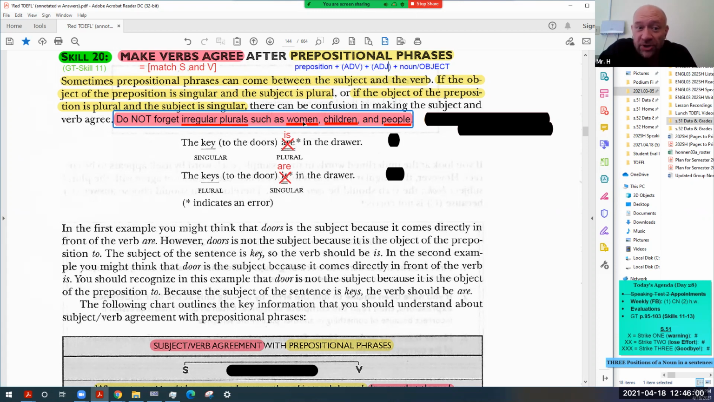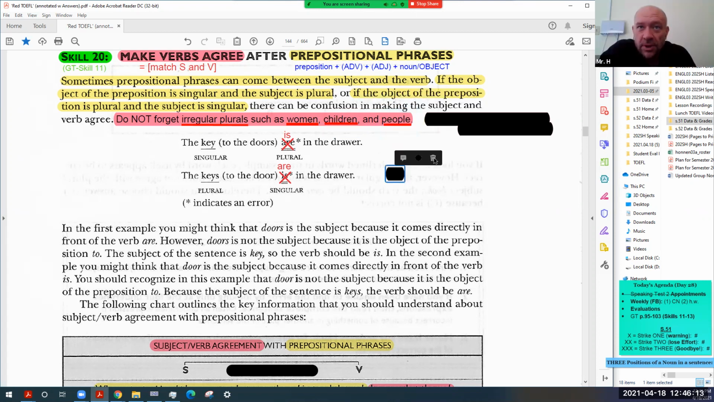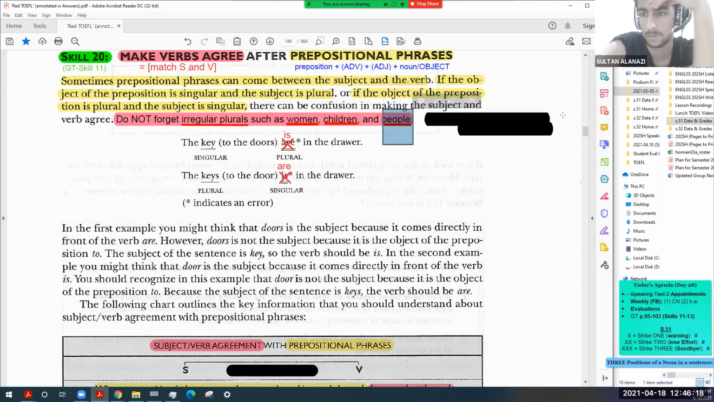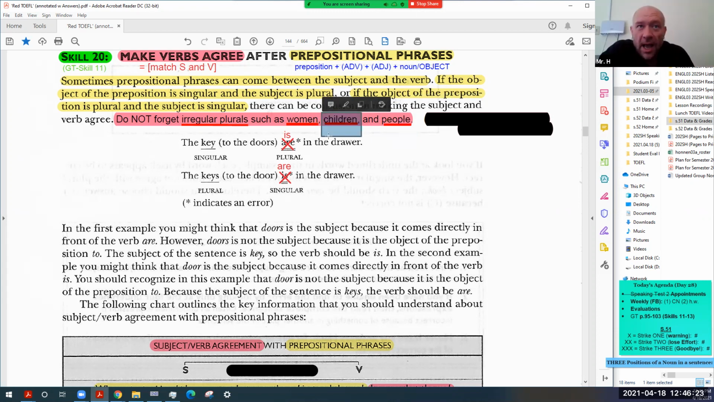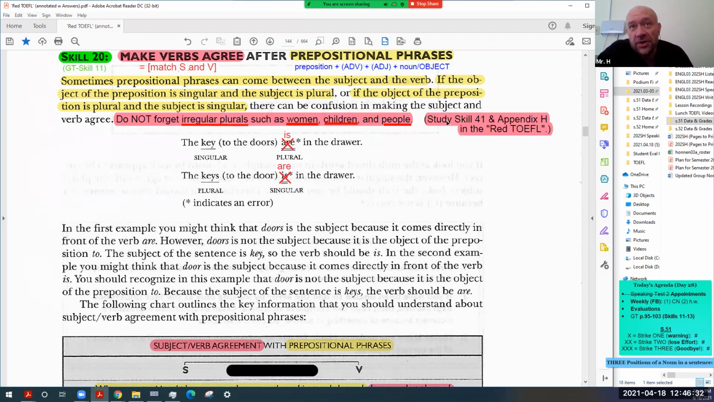Remember, it's plural. Should I put an S with women? No. What about children? Do I put an S with children? No, it's plural. What about people? Should I put an S with people? No. How do I make it singular? People: person. What about children? Child. And what about women? Woman, W-O-M-A-N, right?